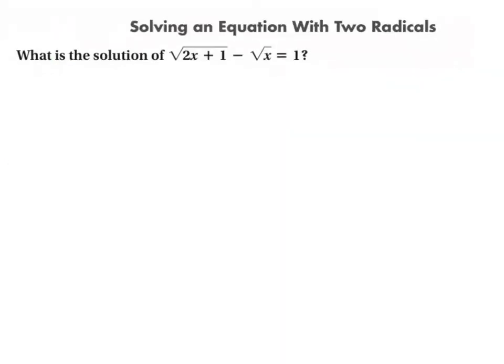So here it talks about solving an equation with two radicals. And so we're going to approach this very similar to things we've done before, but we're going to have to raise it to a particular power twice. So in this case, let's just start from the beginning. The square root of 2x plus 1 minus the square root of x equals 1. Let's get just this quantity by itself, so we'll move the square root of x to the other side by adding it. So we've got the square root of 2x plus 1 equals 1 plus the square root of x.